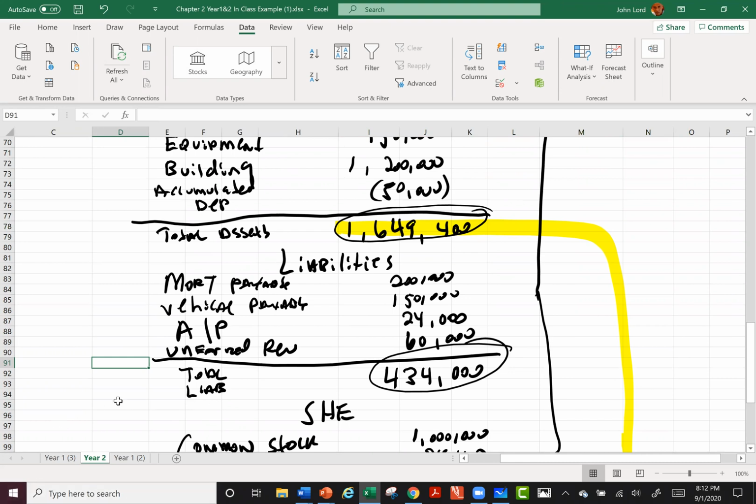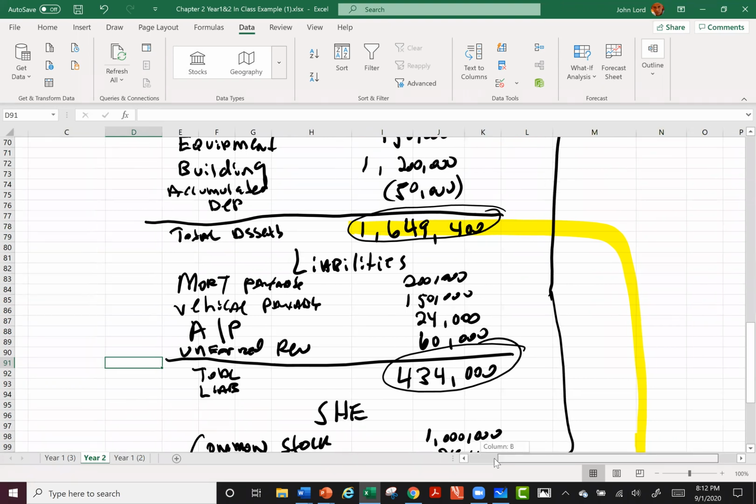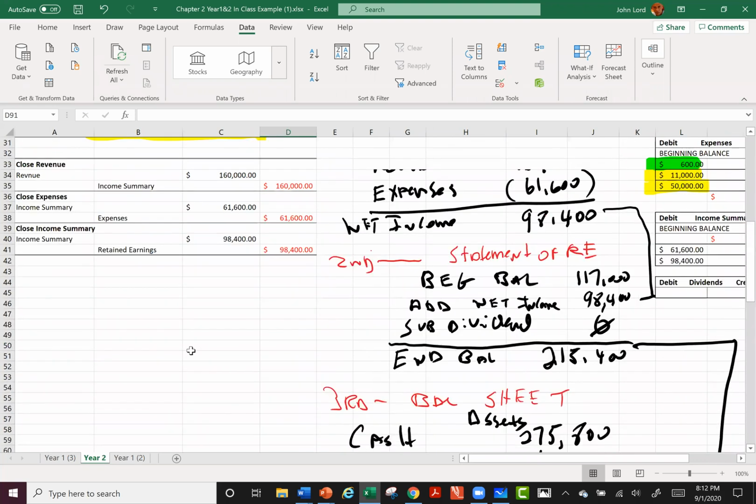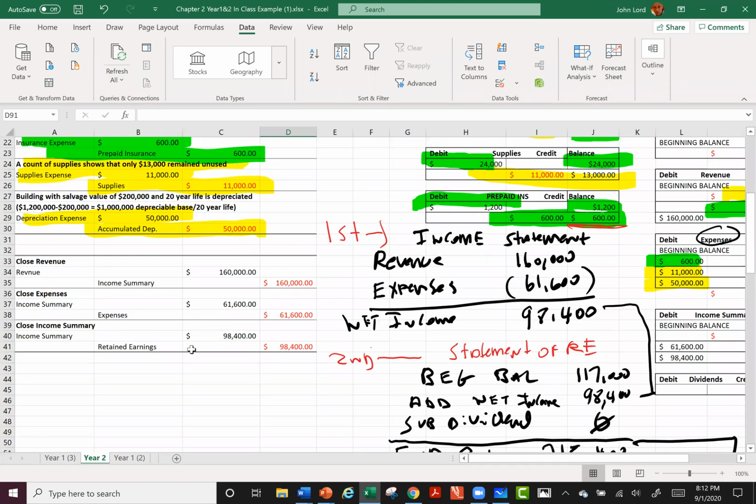Okay. So now our only job is to do the closing entries. And the objective of the closing entry is to turn revenues back to zero, expenses back to zero, and dividends are already zero because we didn't have any dividends this year. And then to get the retained earnings balance that's showing on the statement of retained earnings and on the balance sheet to match what's in the ledger.